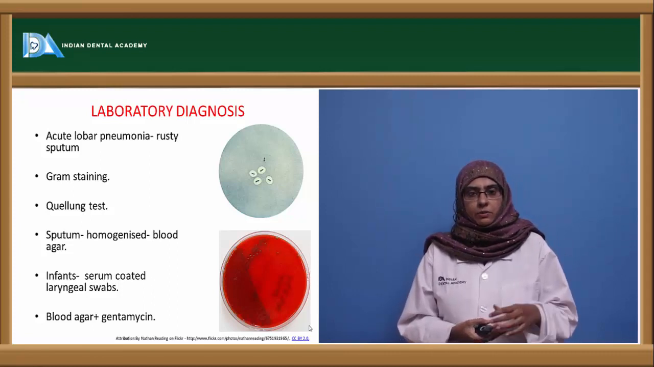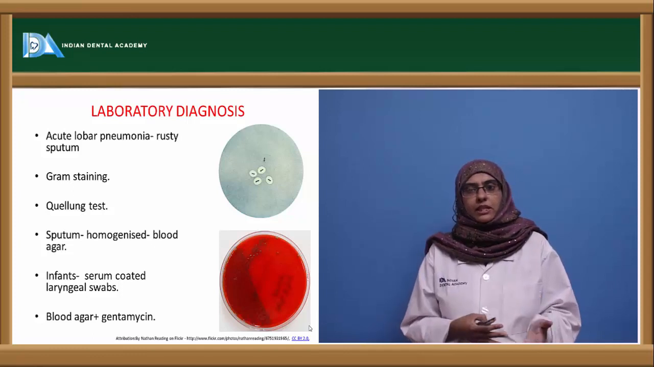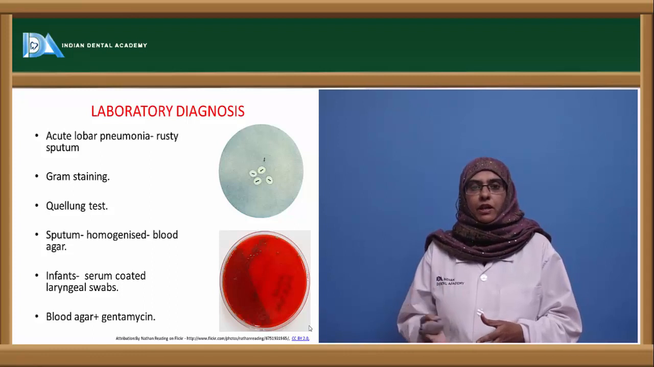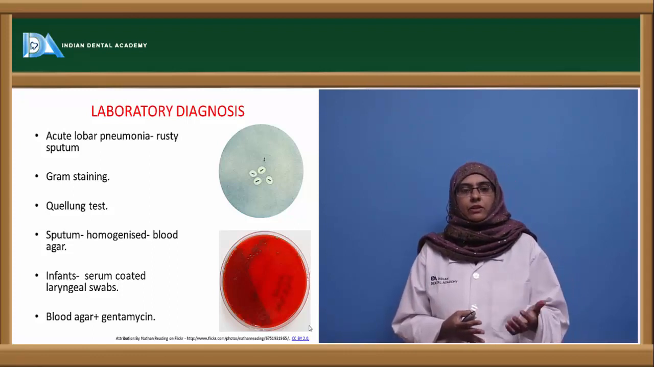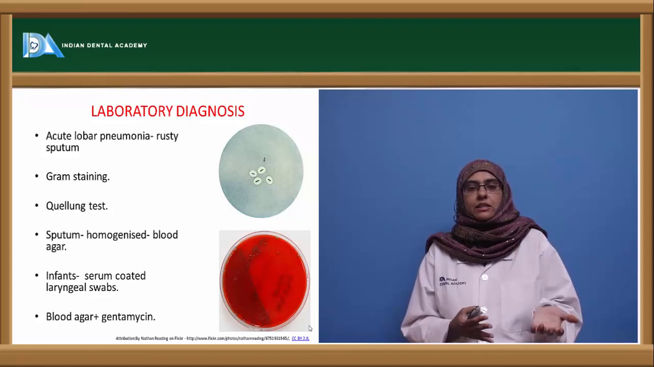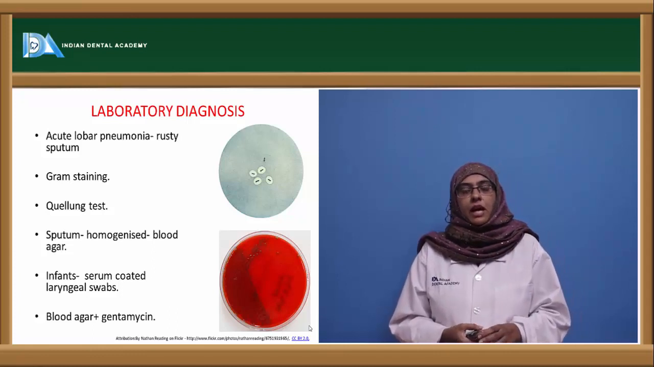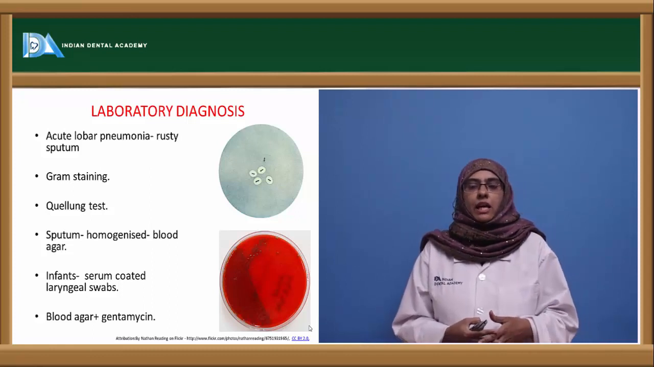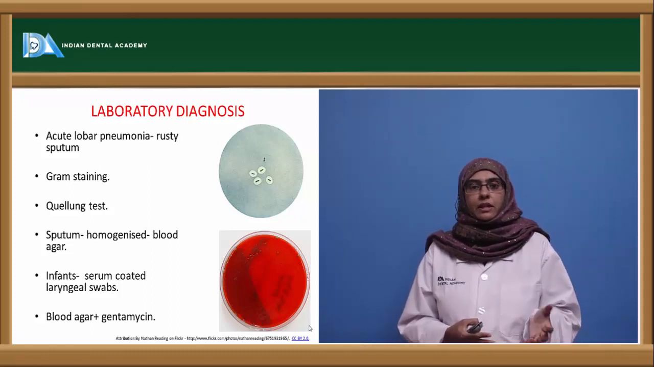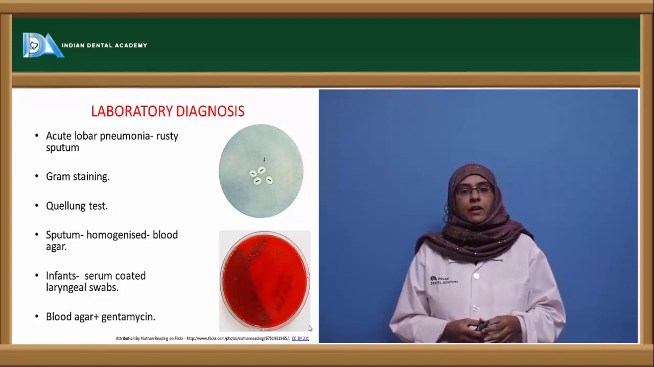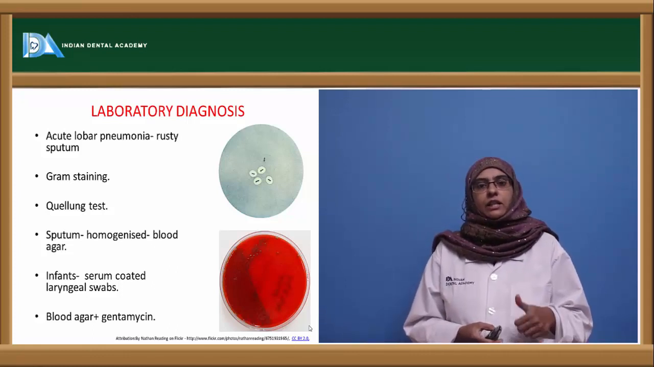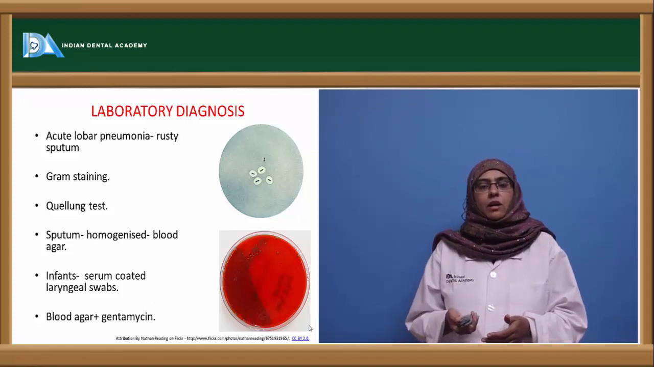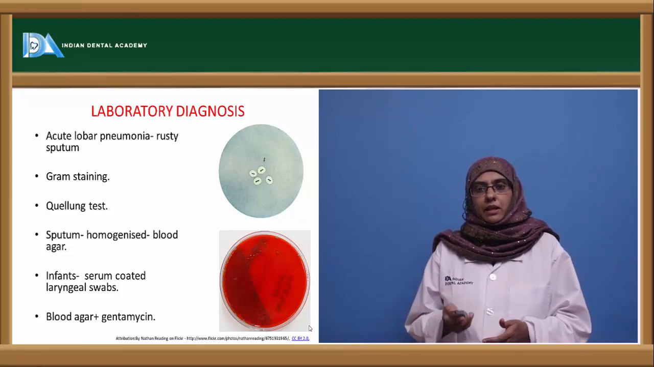And when the sputum is collected, it has to be properly homogenized and then inoculated onto the blood media or the blood agar. Incubation for 24 hours is done with 5 to 10% carbon dioxide, so as to enhance the growth of this organism. And in infants who cannot give the sputum voluntarily, you can go with the laryngeal swabs that have been coated with the antibody. Now in the respiratory secretions, inoculate the respiratory secretion onto the blood agar containing gentamicin, which is made in a proportion of 5 microgram per ml.